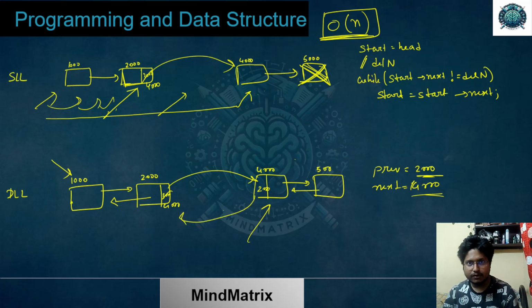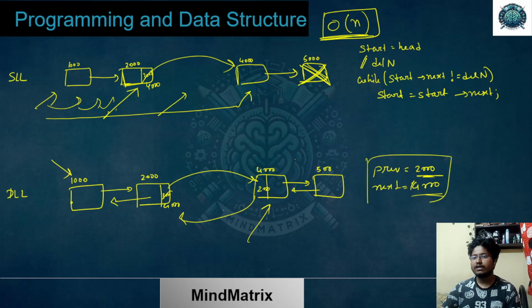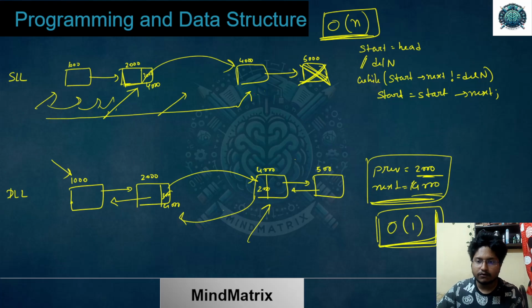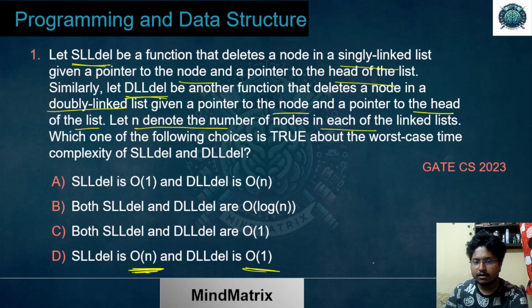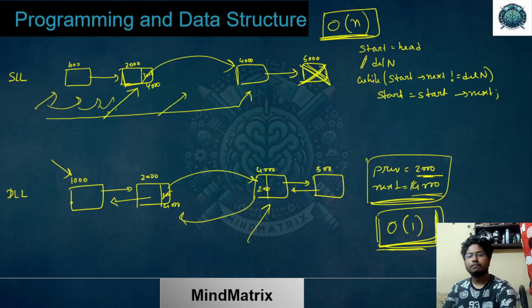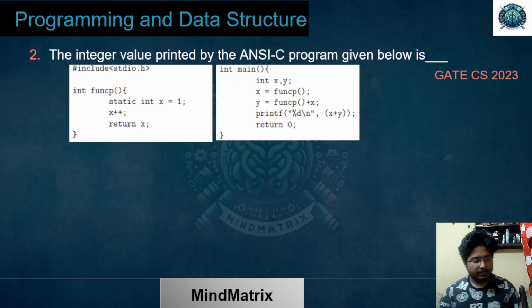And did we do any traversal? No. The number of operations is very limited. It is 4 operations basically. So constant: a limited, finite number of operations. It is not a function of n. So is there an option with this? Yes. Singly linked list takes order of n. Doubly linked list takes order of 1. That option is the right one. Okay, so moving ahead with the next one.